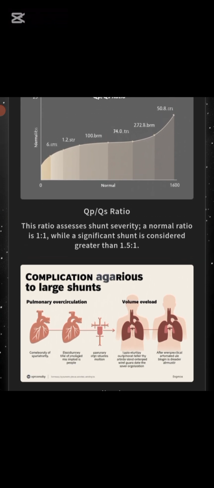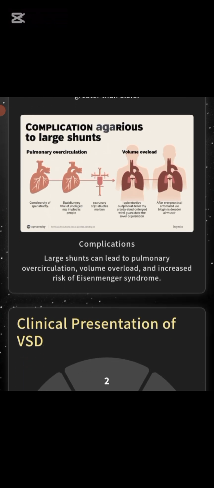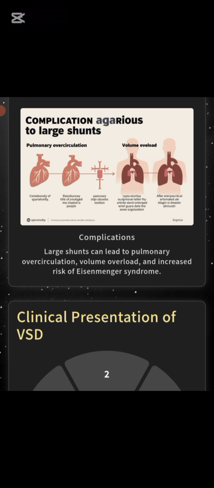If you don't understand the QP:QS ratio, then comment below. I will make another video for this. Complication: large shunts can lead to pulmonary overcirculation, volume overload, and increased risk of Eisenmenger syndrome. The QP:QS ratio is also used for Eisenmenger syndrome.